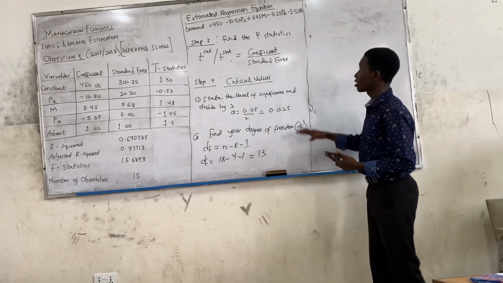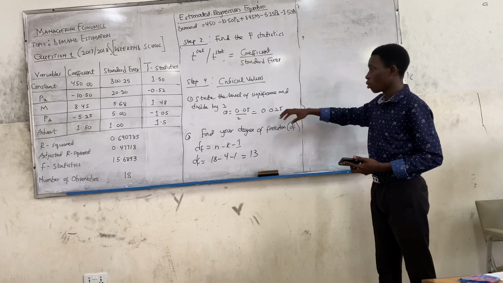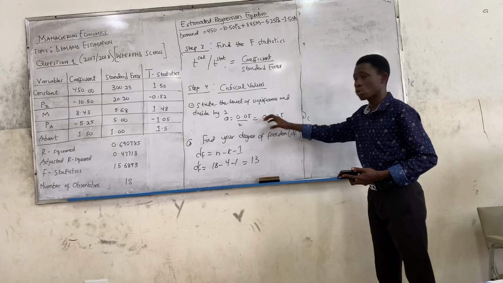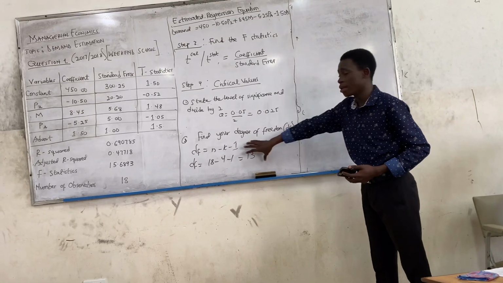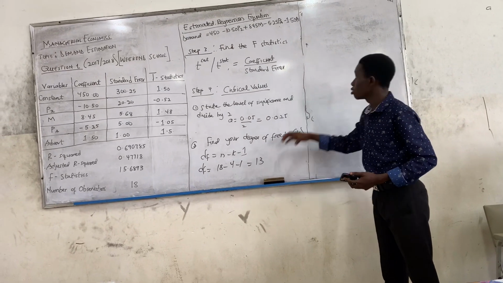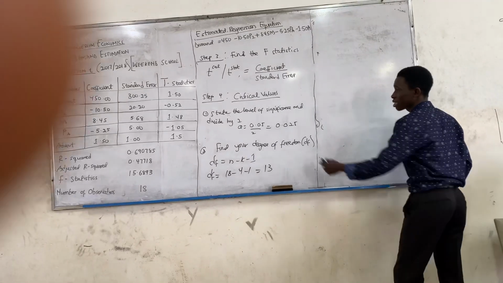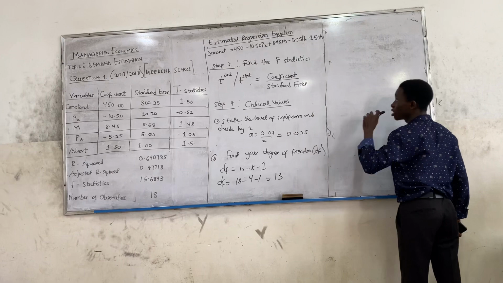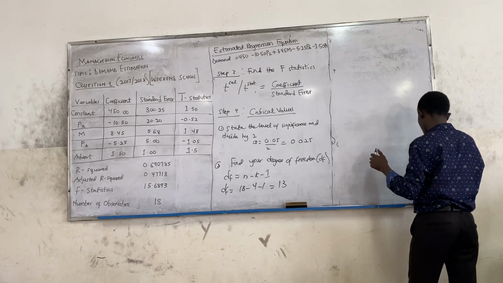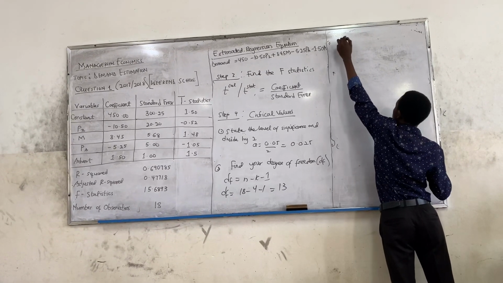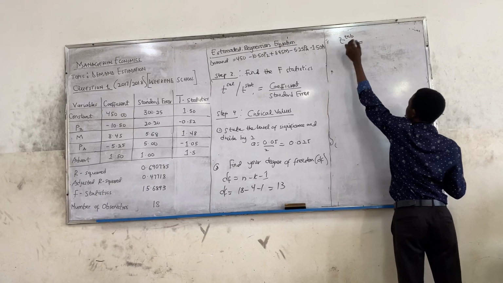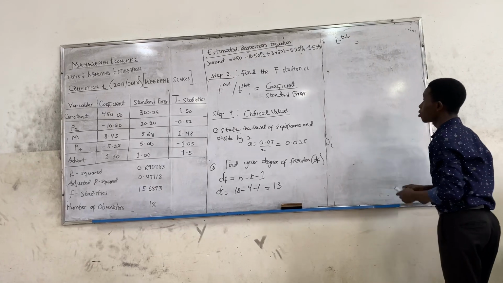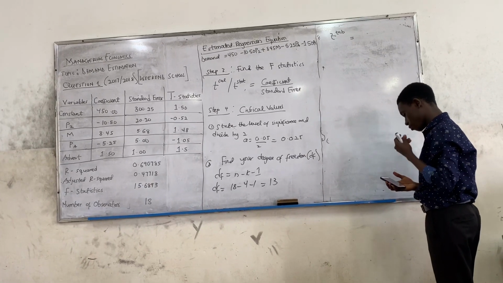Basically, with this, you'll be given a table where you use the level of significance you had, the 0.025, and the degree of freedom, which is 13, to find the critical value. The combination of level of significance and the degree of freedom should give you the critical value. So let's get on the table.